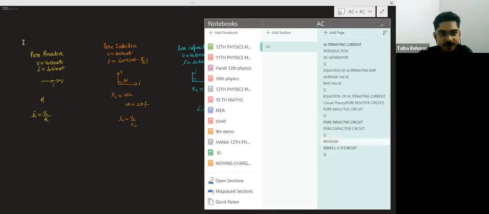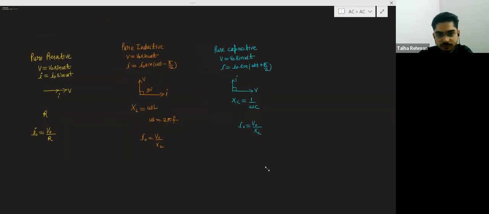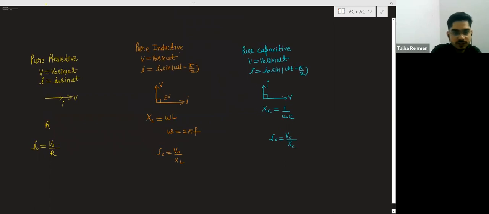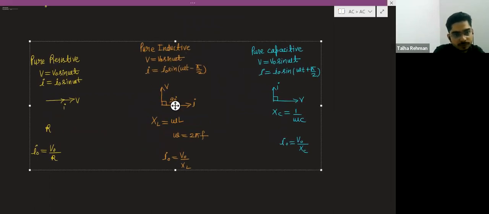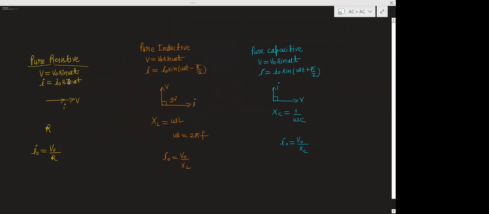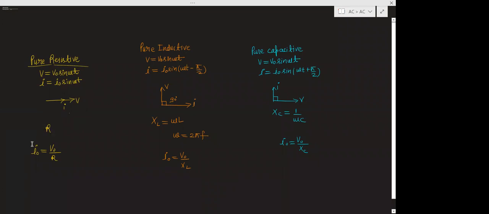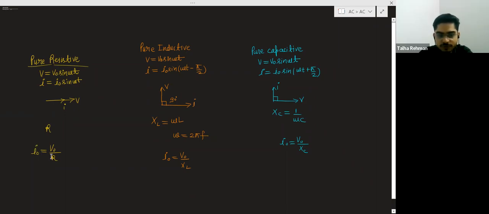So till now what we have done, see once. In a pure resistive circuit, the equation of the voltage is V is equal to V naught sine omega t. The equation of the current is I is equal to I naught sine omega t. The phase of omega t is the same, so the phase difference between the voltage and the current is 0. Means voltage and current are in the same phase. And the peak value of the current is given by V naught by resistance.